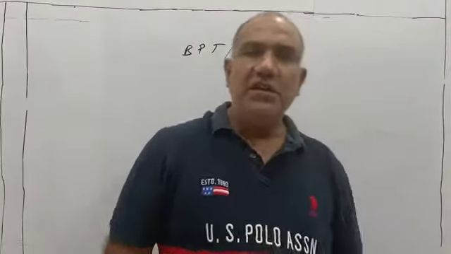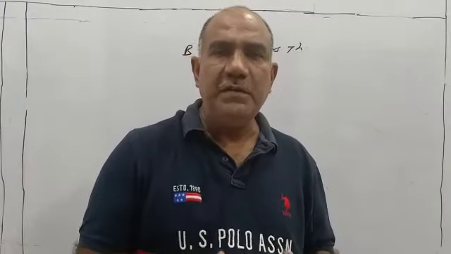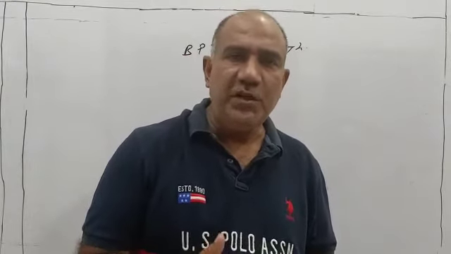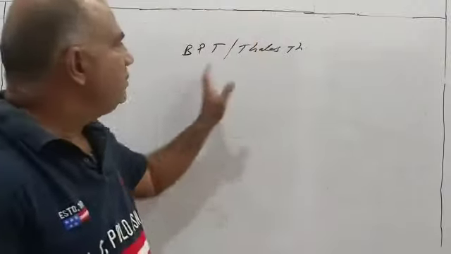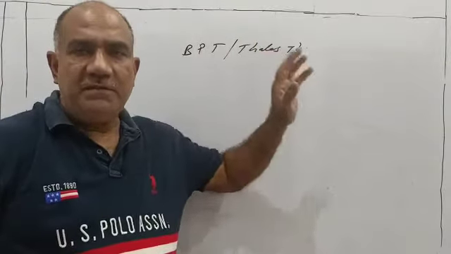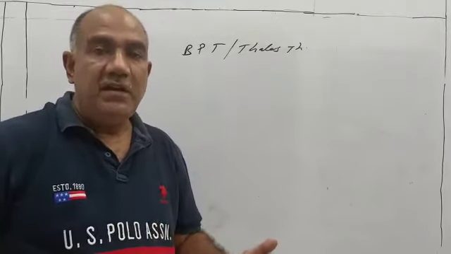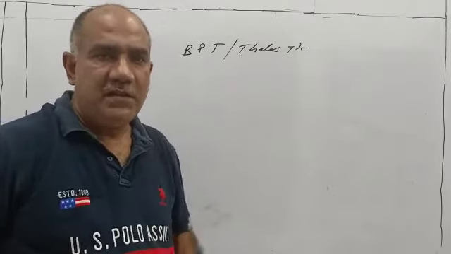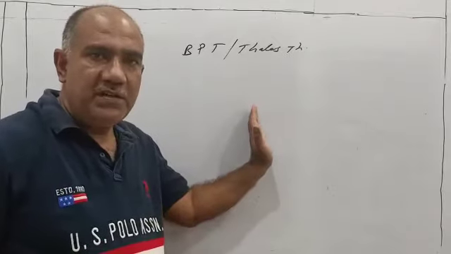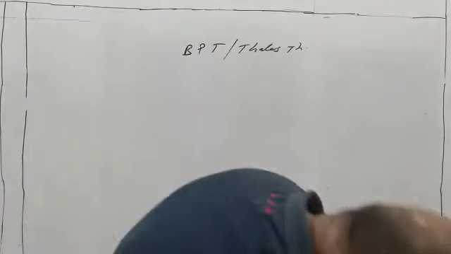Hello students, in this class of ours we are going to study BPT, Basic Proportionality Theorem. Another name of the theorem is Thales' theorem, and this is the first theorem in the 6th chapter, that is Similar Triangles, in mathematics of class 10th. So right at the outset, let me read out the statement of this for you.